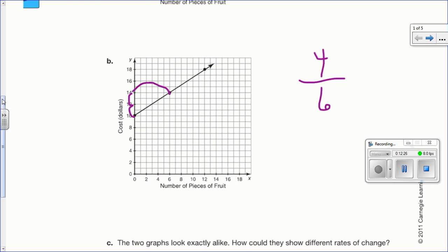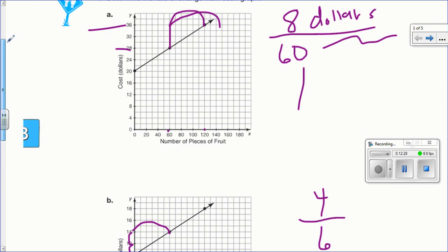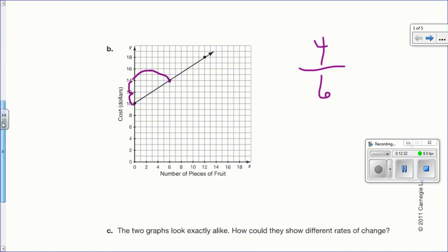And then let's look at A again. A was 8 to 60. So are those different or not? The two graphs look alike. How can they show different rates of change? The line looks similar, but how does that work out? Go ahead and write a statement for that and press play when you're ready.